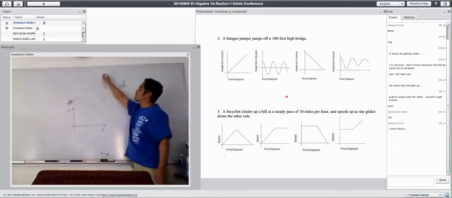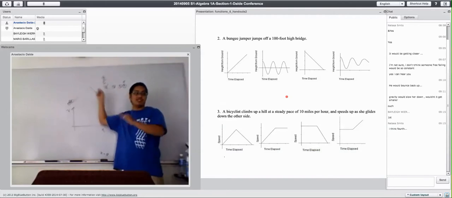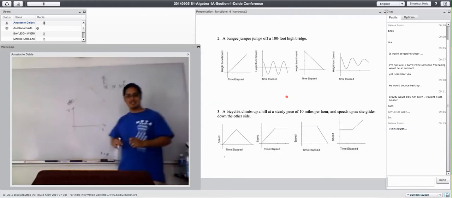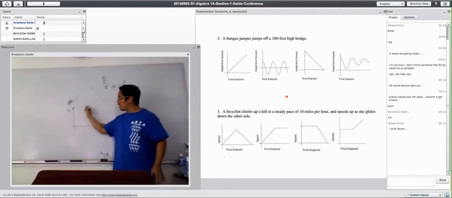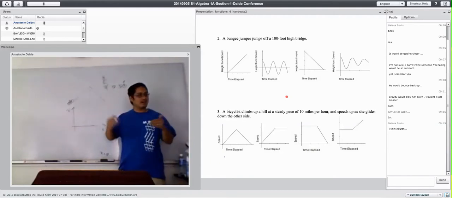This is wrong. You guys went with the graph of what the picture looked like, right? No. It says it speeds up as she goes. Oh. Right. My bad. But we told you that while she was going up the hill, her speed was constant, right? So we're looking for a horizontal line there.